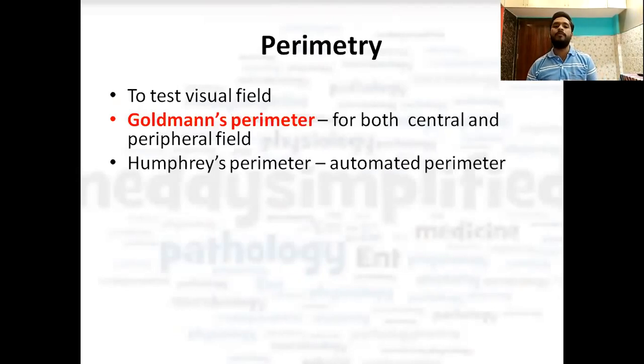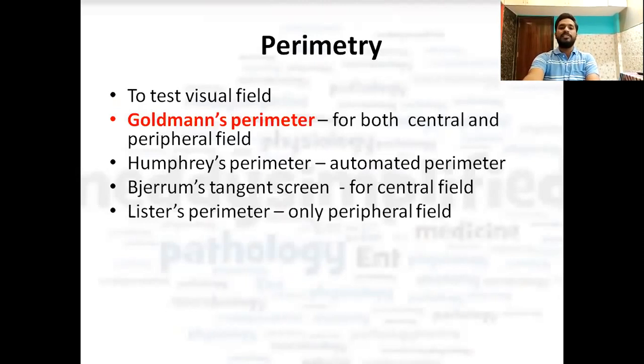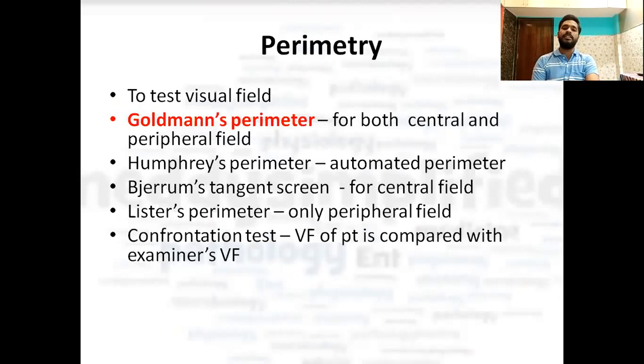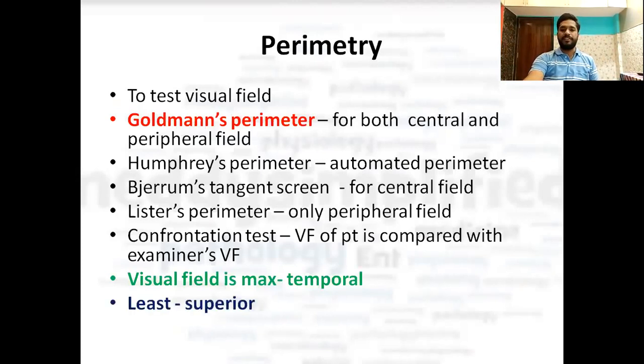Then there comes a Humphrey's perimeter. It is an advanced automated perimeter. Next is Bjerrum's tangent screen. It is just to check the central field of the patient. Then there is a Lister's perimeter, which is used to check the peripheral field. Now, another thing is the confrontation test. In this, we compare the visual field of the patient with the visual field of the examiner. Now, two important things. On the temporal side, the visual field is maximum, whereas at the superior side, the visual field is minimum or least.